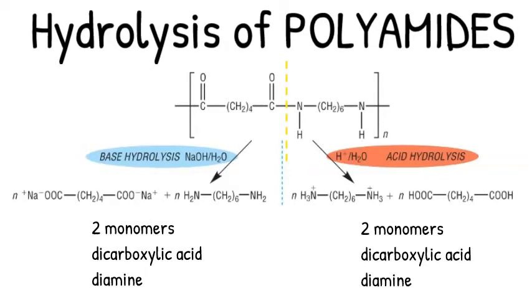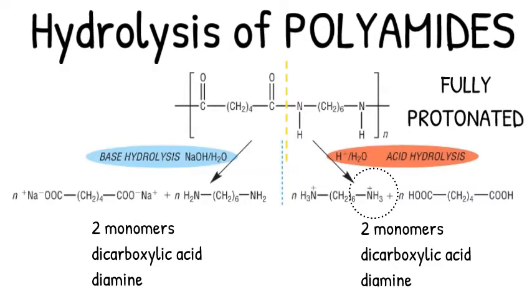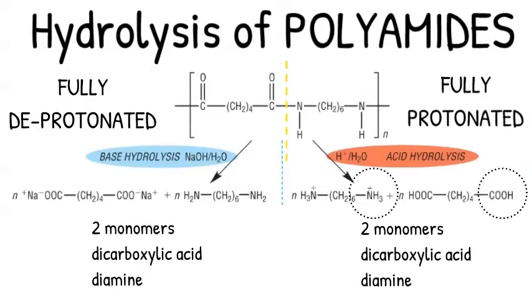If it's split in acid hydrolysis, we still get two monomers. It still splits in the same place, and one is still a dicarboxylic acid and one a diamine. However, in acid hydrolysis, all functional groups that can be are fully protonated. The NH2 groups are in NH3+ forms, and the COOHs have that H, that proton added. While in base hydrolysis, everything is deprotonated as it is in basic conditions. So the COOH groups actually have the proton missing, COO-, and the NH2 groups do not have that extra proton that they did for acid hydrolysis.